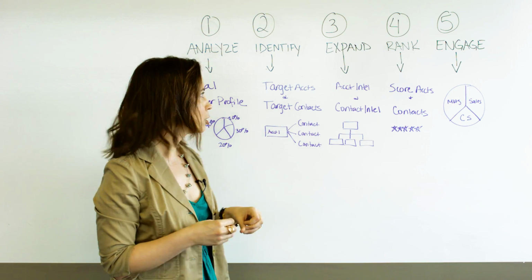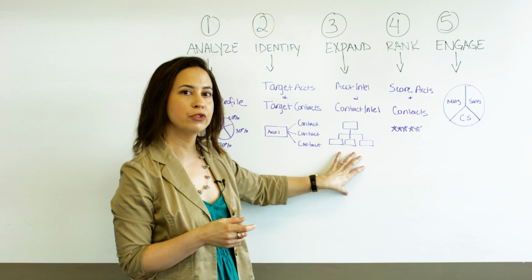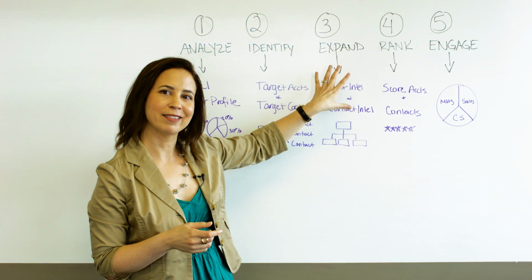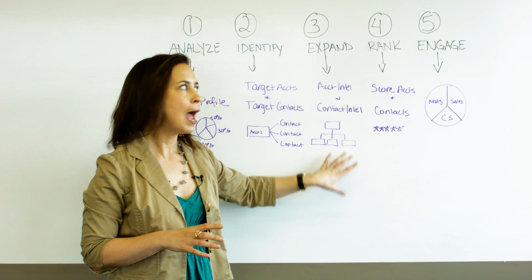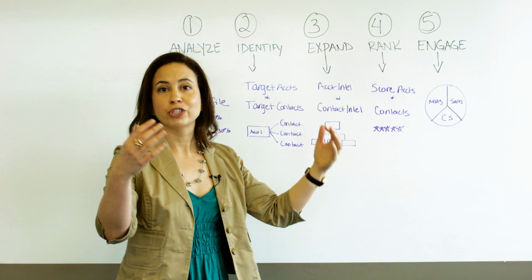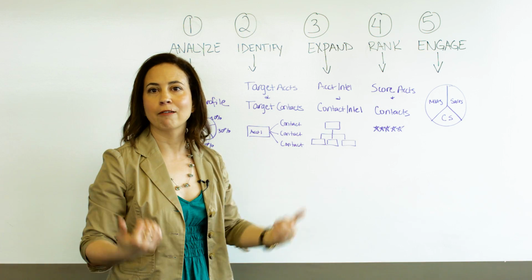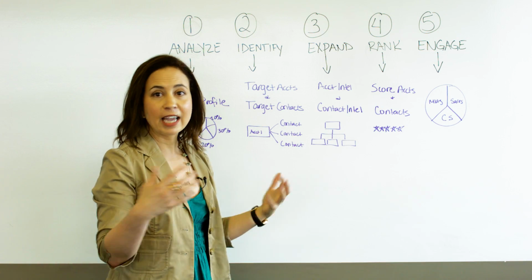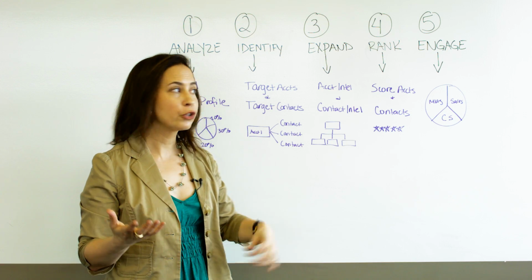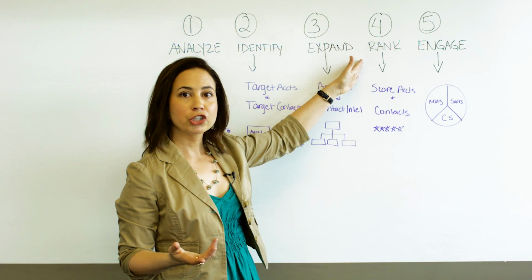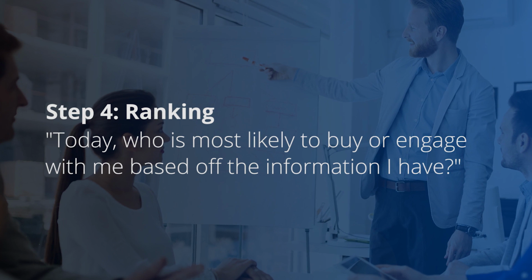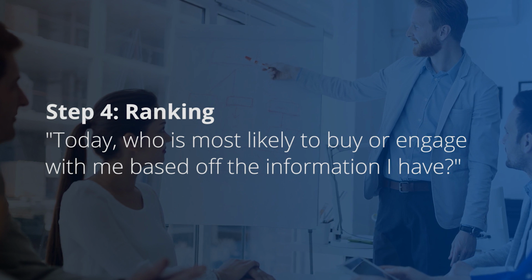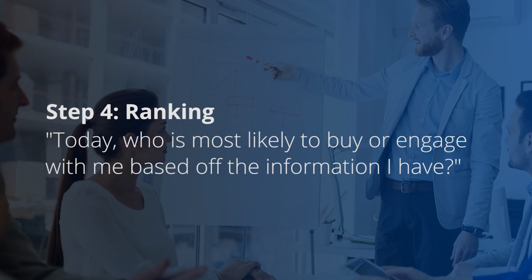Once you do that, and you have intelligence about the account, and you have intelligence about all of the contacts within those accounts, now you're able to do step 4, which is to rank your target accounts and rank your target contacts. And again, you can do this within a variety of tools, including Discover.org. But essentially what this is going to do is it's going to say, today, who is most likely to buy or engage with me based on all of this information that I have.